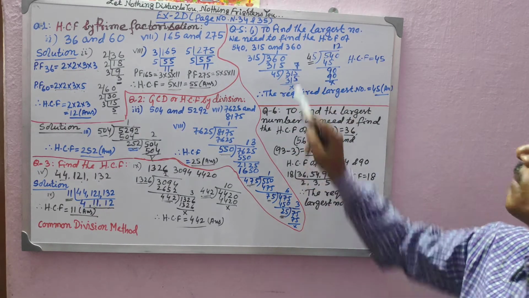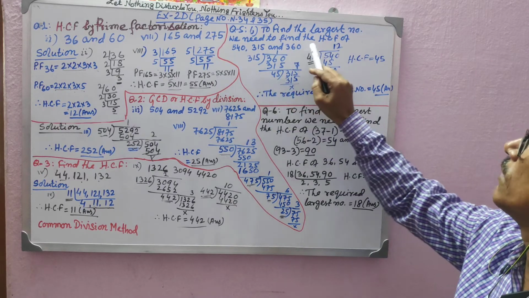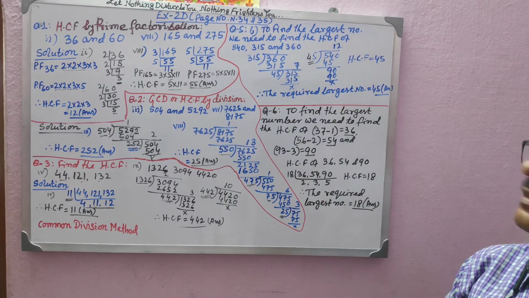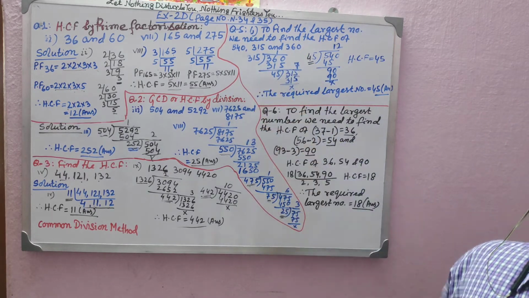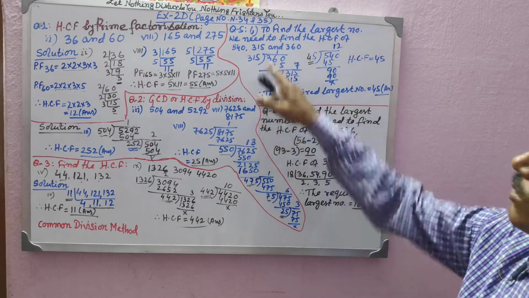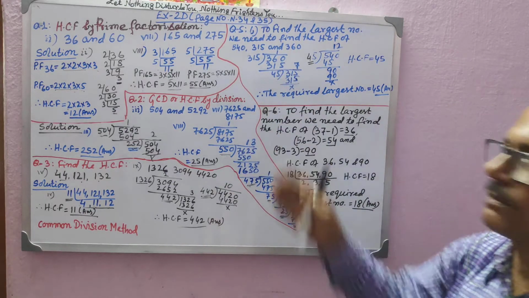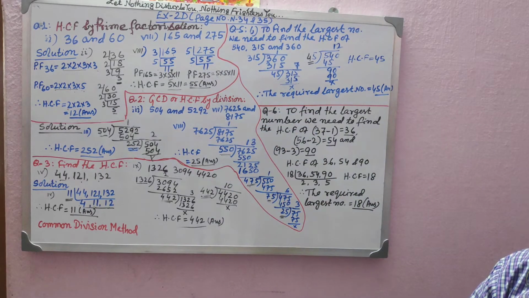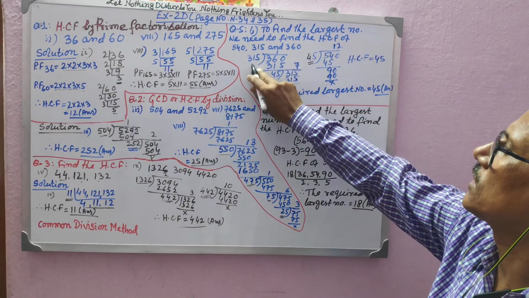So we will write a statement: to find the largest number, we need to find the HCF of 540, 315 and 360. Since these are 3-digit numbers, I have taken the division method for the HCF. You can find it through the common division method also, but it may be lengthy, and prime factorization will be very clumsy. So take the division method. Among these three numbers, 315 is the least.